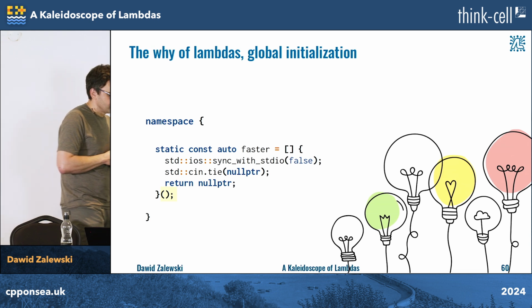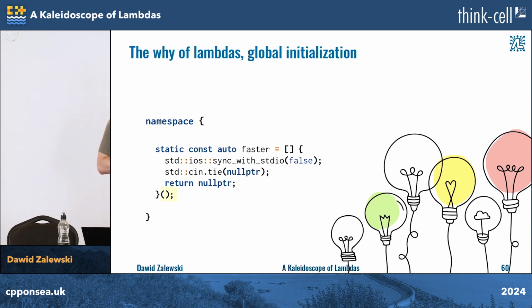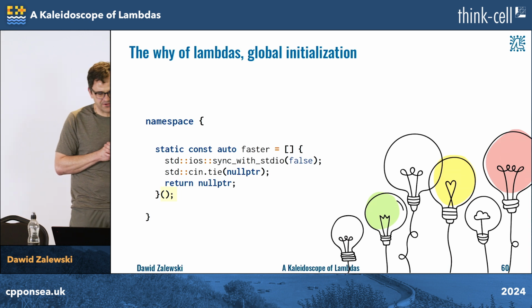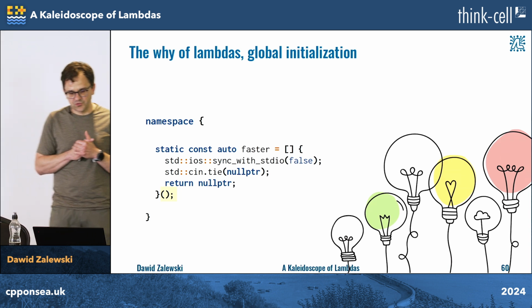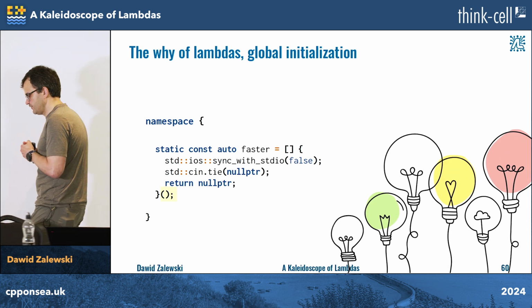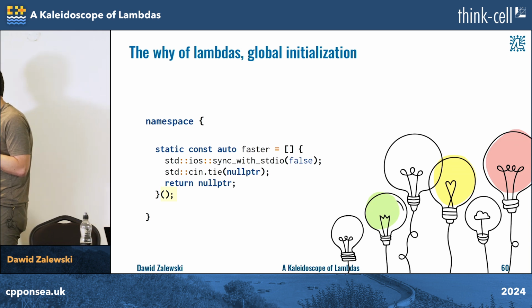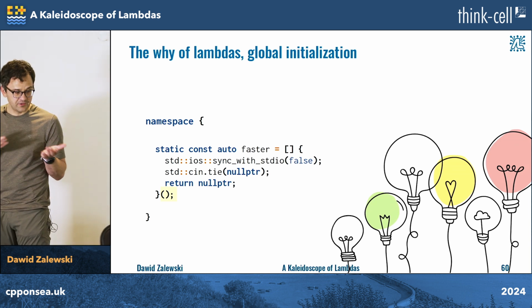I'm calling it because I assign the result of it, and the result here doesn't matter. I'm returning a null pointer to a static variable defined somewhere, in this case, in the anonymous global namespace.